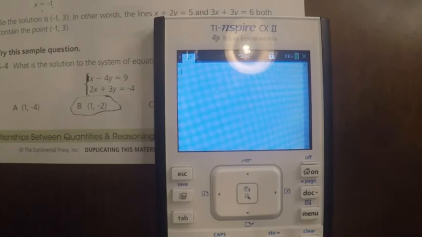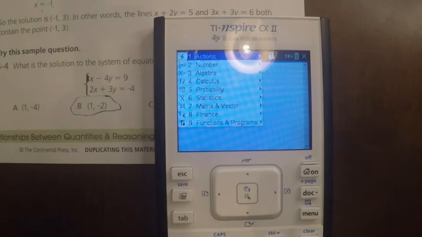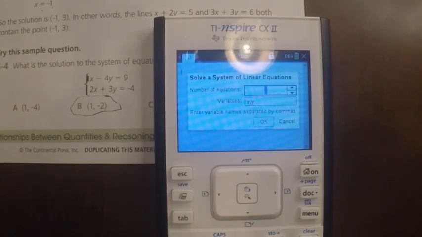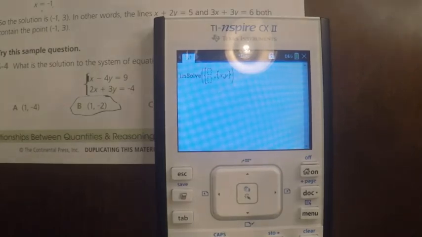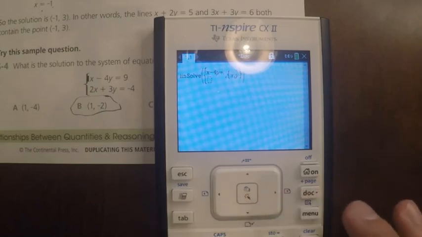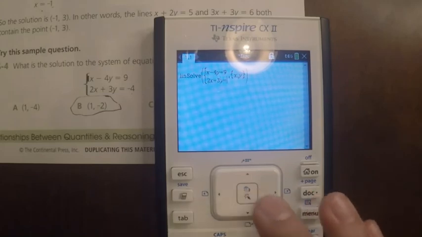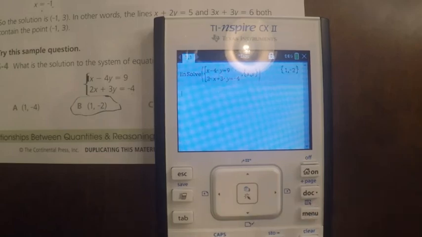If we want to solve this on the calculator, we can go about doing menu, and then this is an algebraic problem, so 3 algebra. Then we want to solve a system of linear equations, so 2, solve a system. It says the number of equations, we have 2 equations, and we're using x and y. So we type in the first equation on the top, x minus 4y equals 9. Then we write the second equation on the bottom, 2x plus 3y equals -4. Then if we hit enter, it gives us our answer in x and y form.